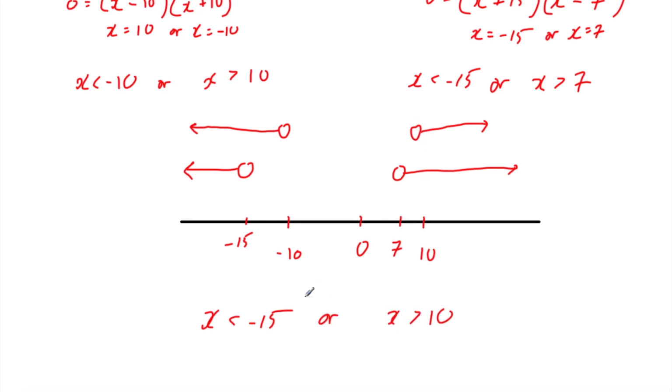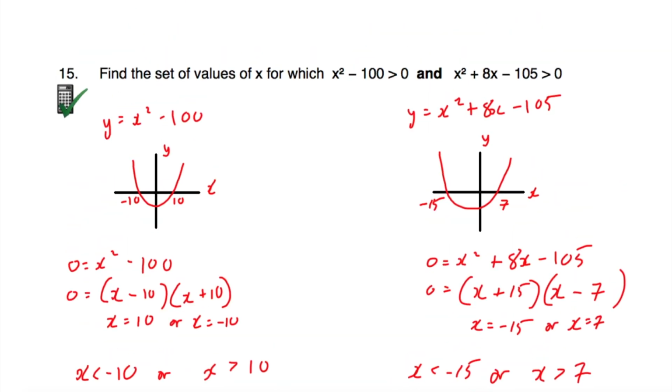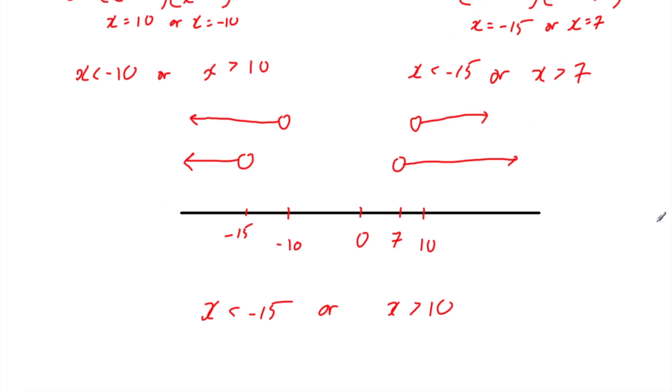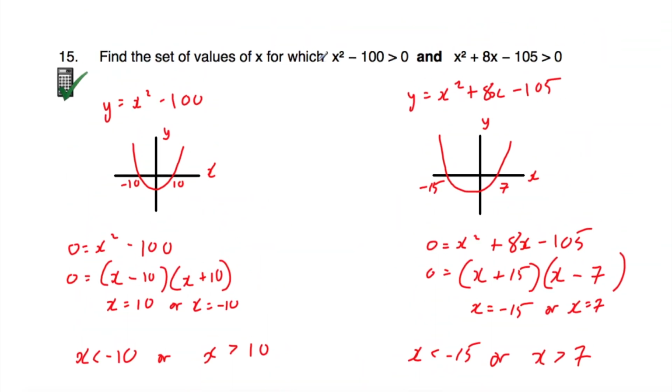So that's our solutions. Any value of x that is less than negative 15 or any value of x that's bigger than 10 would satisfy both of those quadratic inequalities. So for instance, if x was equal to 11, that would work for both of those quadratic inequalities. Or if we had, for instance, a value of x such as negative 16, if we substituted negative 16 into those quadratic inequalities, it would work for both of them as well. And that's it. So there's our solutions.